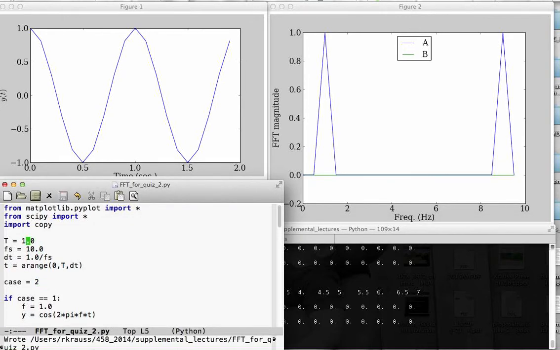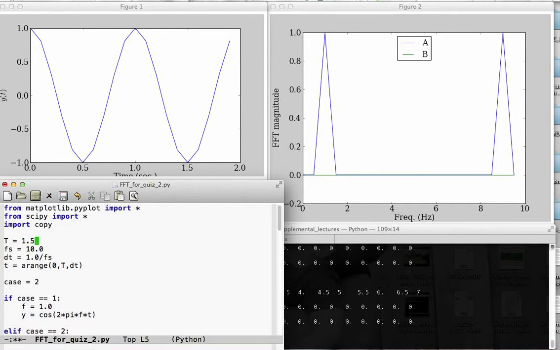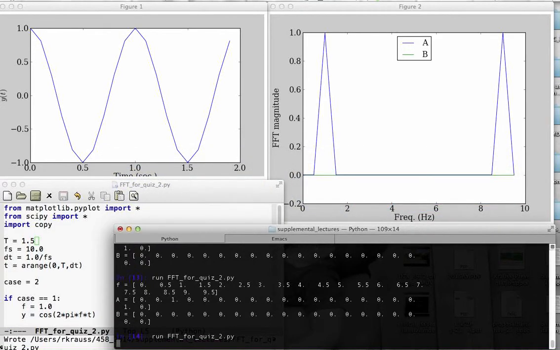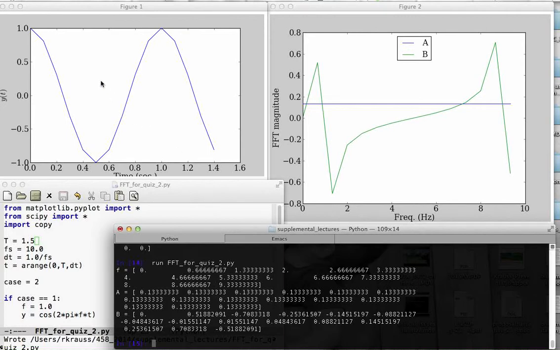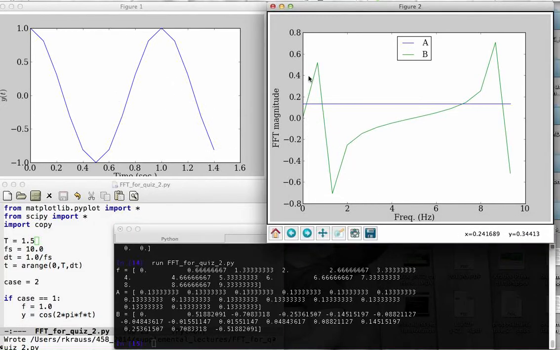So as you play around, if I went to 1.5, for example, I now see that I have 1.5 periods. My cosine wave is not periodic in my time window, and so I get all of this leakage, as I've got terms that are non-zero that are kind of all over the place.